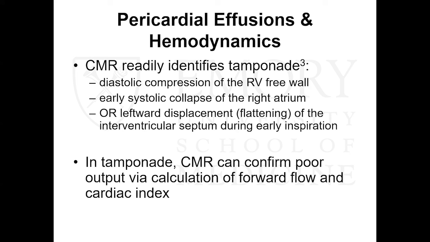It can confirm poor cardiac output via calculation of the forward flow and cardiac index, but obviously cardiac MR isn't going to be something that we're frequently using in our patients with tamponade. And in that sense, whenever we have large pericardial fluid collections, this isn't going to be our most used study, even though it can provide that information to tell us if a patient is in tamponade.